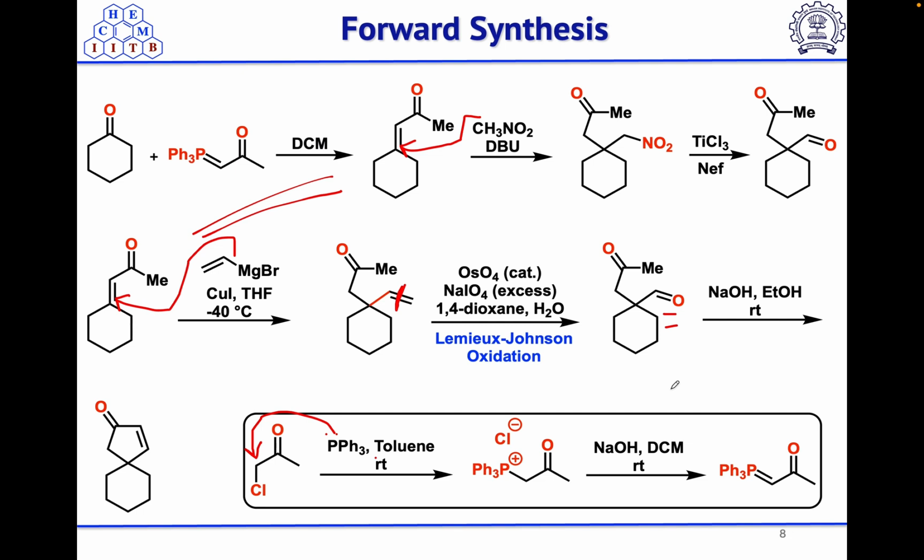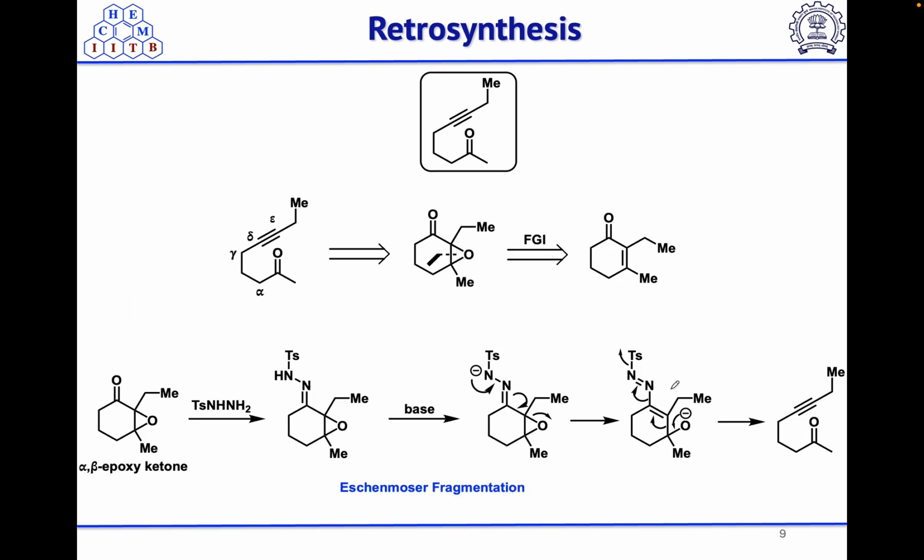Yeah, so this example is done. So the next example is, yeah, this is also an interesting compound. If you see, in this compound we have a carbonyl, a ketone, and an alkyne, that is an internal alkyne.